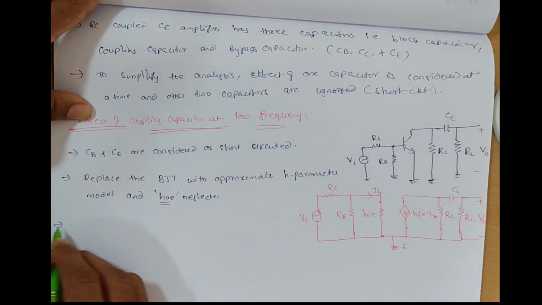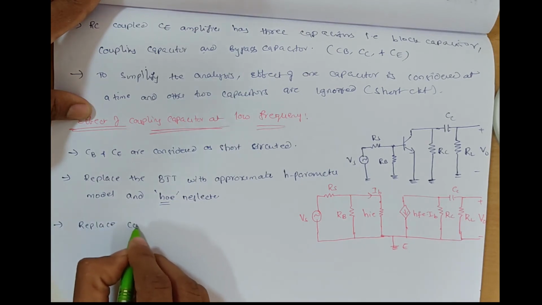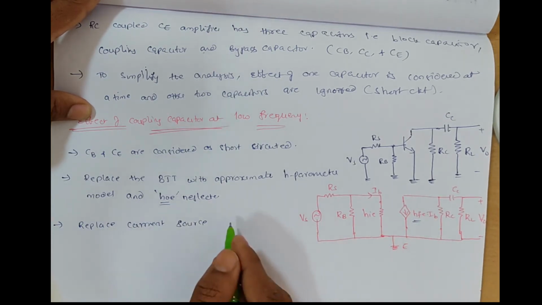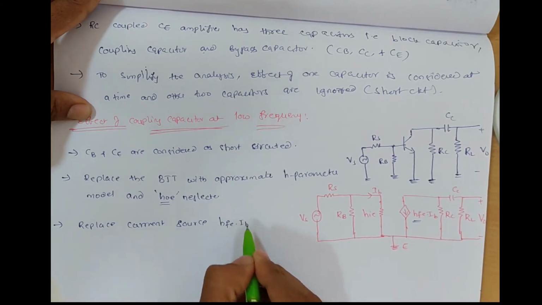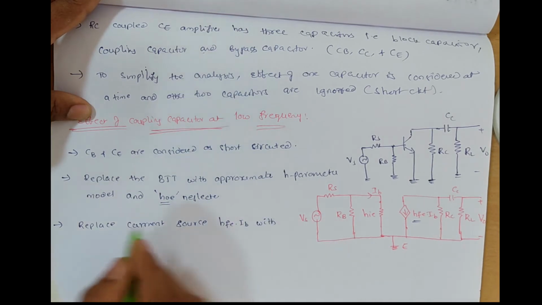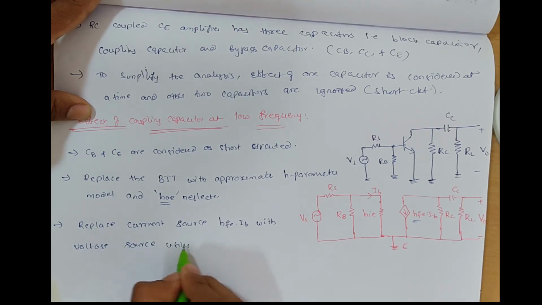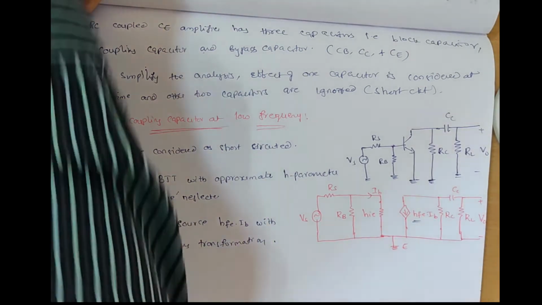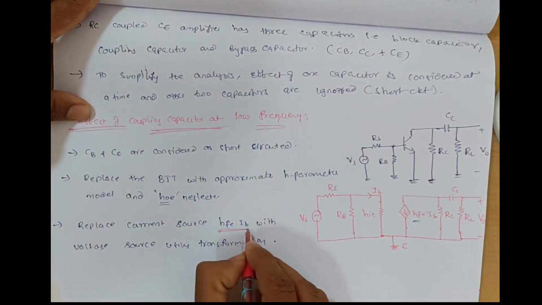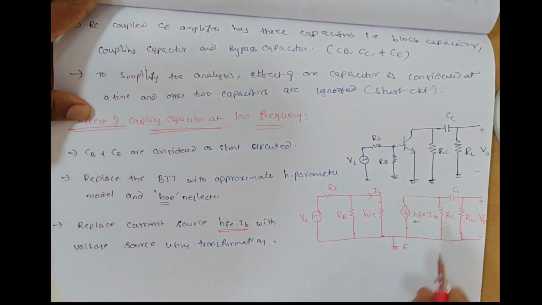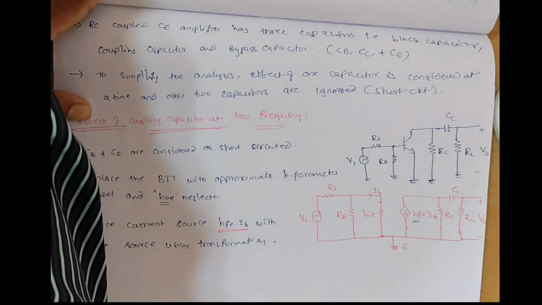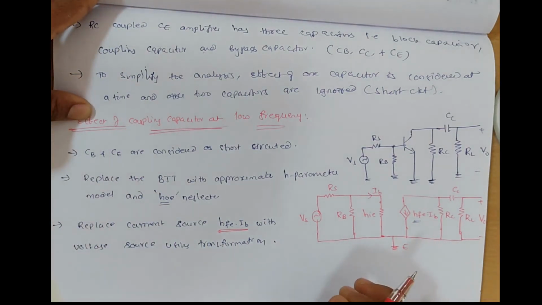Now we can replace the current source. Here we have the current source as HFE into IB. Replace the current source HFE into IB with a voltage source using source transformation. So now we have the current source HFE into IB, and it has a parallel resistance RC. We can make it a voltage source by using the transformation.